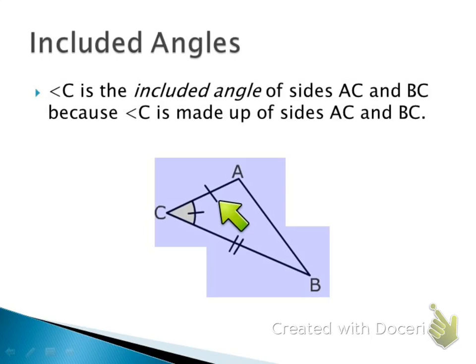There are a few on your homework where it'll give you a triangle and it says what's the included angle. So if I said what's the included angle between AC and CB, you're just looking for the angle that's made up from those two segments. Okay, so we call that the included angle. Any questions on the idea of included angle?